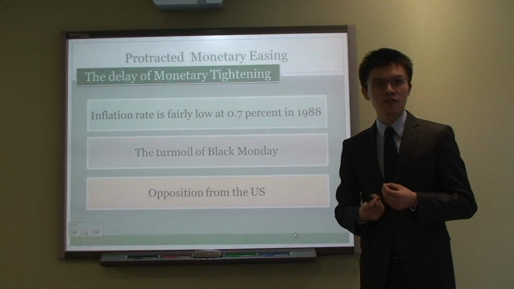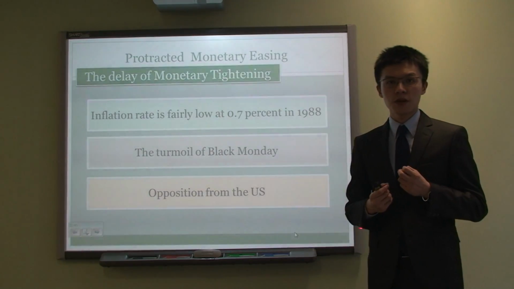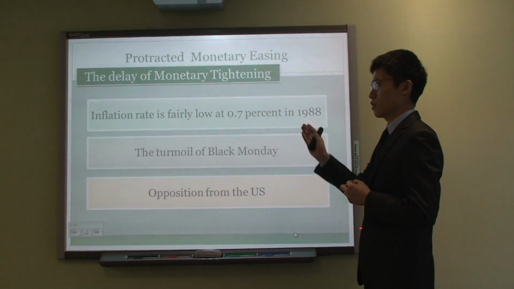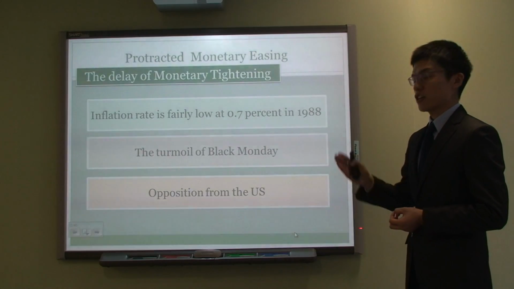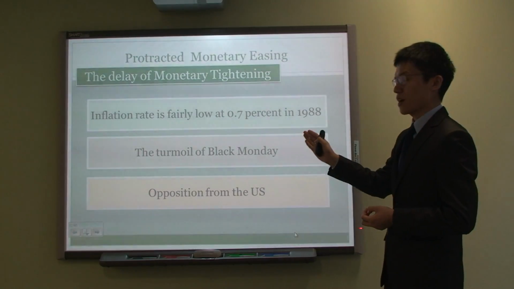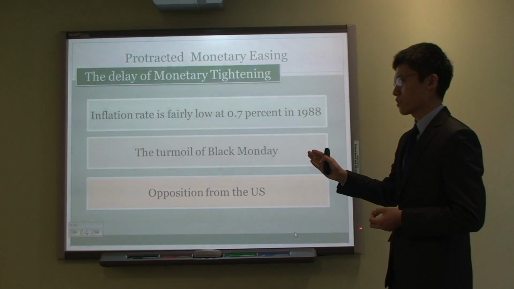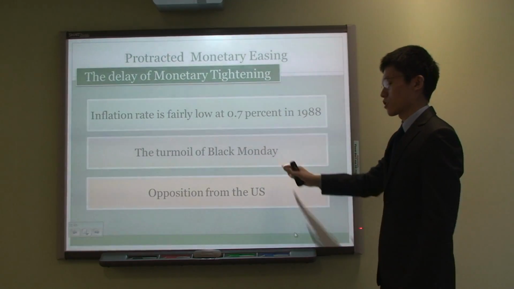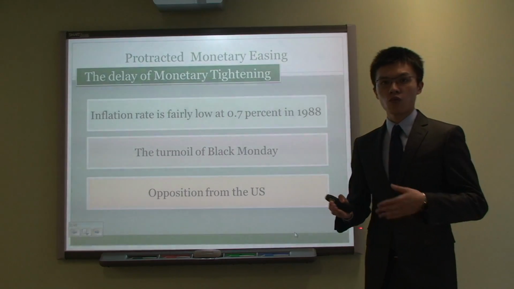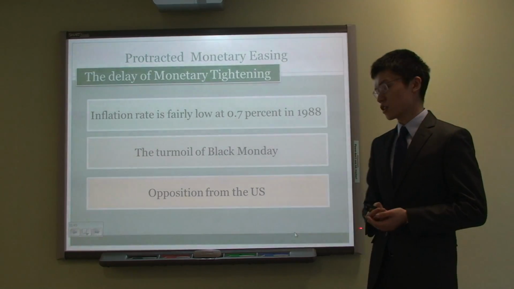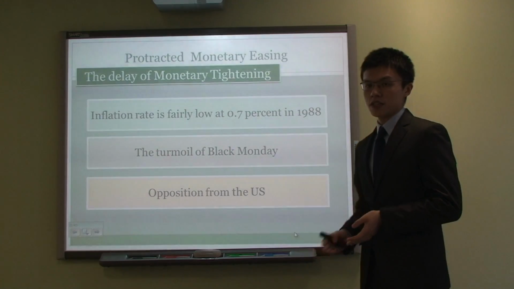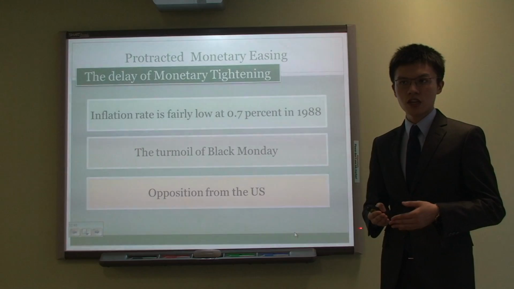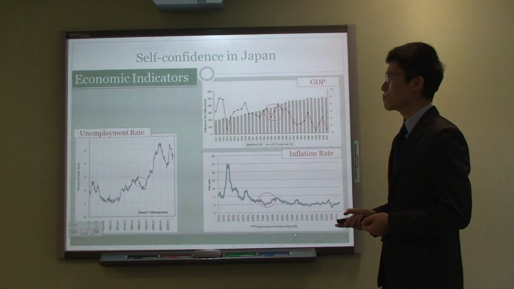Now the only problem left is why the Bank of Japan didn't use a monetary tightening policy earlier. We summarized 3 reasons. Firstly, the inflation rate back then was fairly low, and since Japan performed very well after the Black Monday stock crash, it was pretty hard to convince the public of using this policy. Also, the US government opposed this idea because they were worried about the stability of the US stock market.